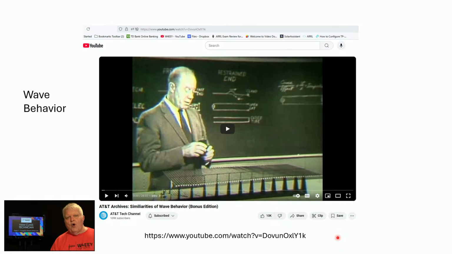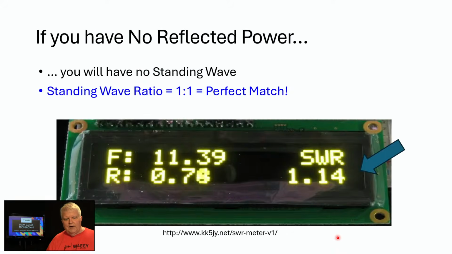But remember, our goal is to have no reflected power, because if we have no reflected power, then we have no standing wave. And a perfect match is what we call 1-to-1. That means that the load is 50 ohms if the feed line is 50 ohms. In this case, it's slightly above that. It's 1.14, but that's pretty darn good.